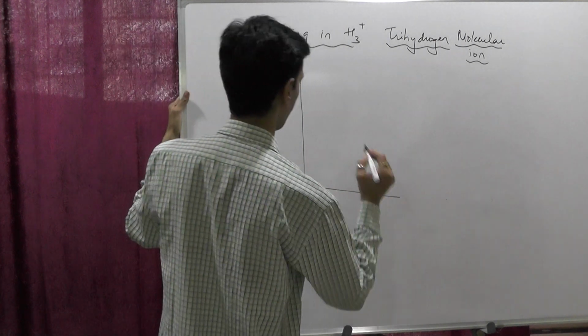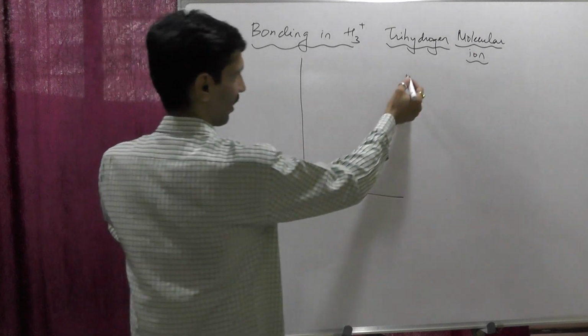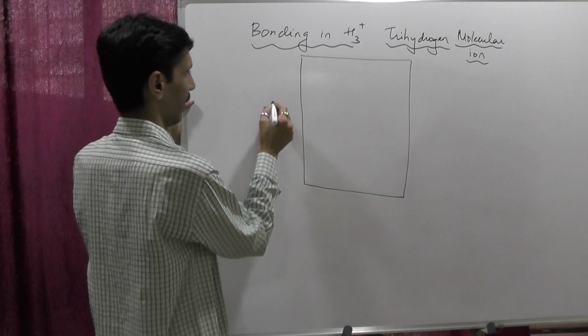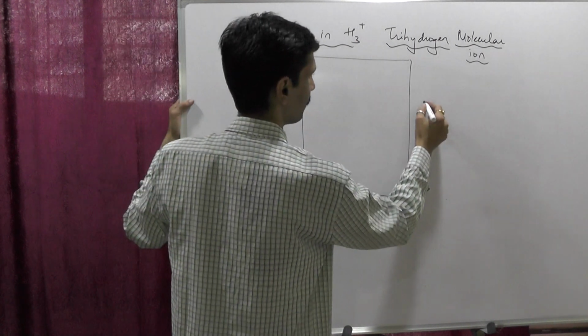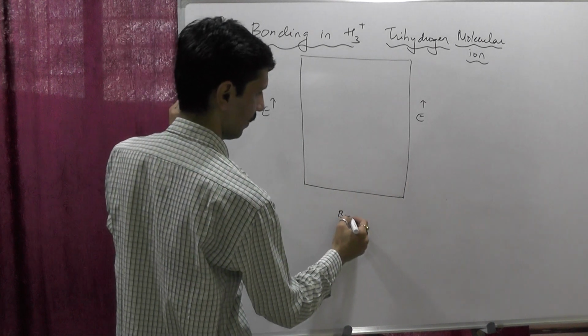If everybody has seen the previous part of this particular trihydrogen molecular ion, you understand this very easily. It's with respect to what? Energy levels of the molecular orbital, and this is going to be the bond angle.